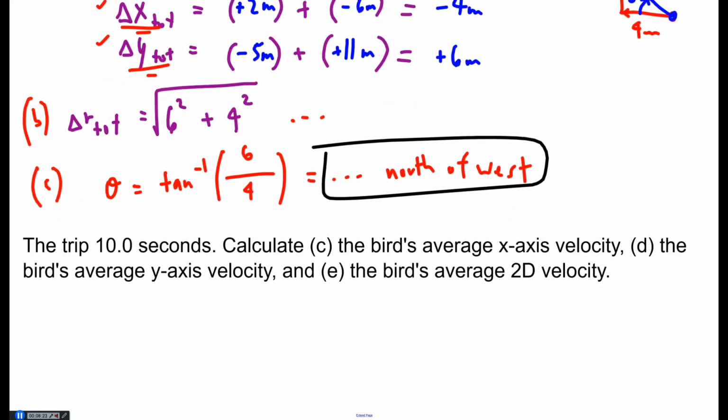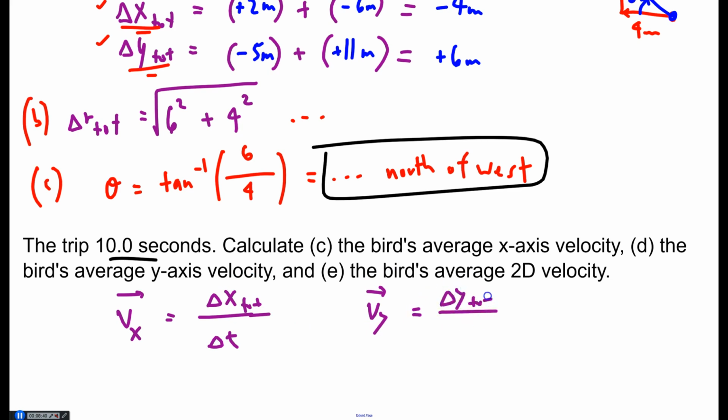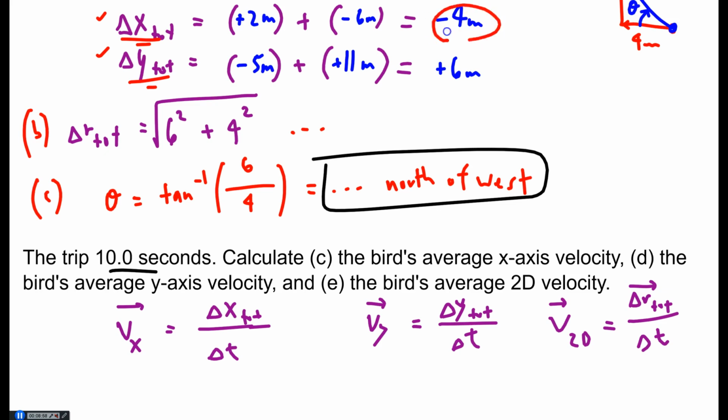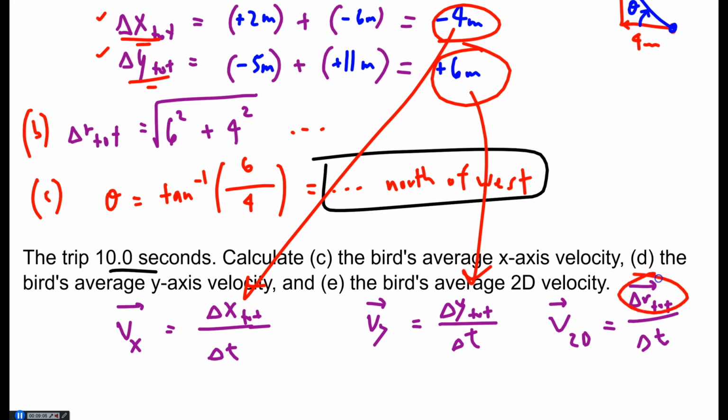The last thing I want to point out, if you know the time, 10 seconds, we can find the average x velocity by doing total x-axis displacement over time. We could find the total y-axis velocity by doing the total y displacement over time. And we could find the two-dimensional velocity by doing the 2D displacement over time. And so we would use the answers from above. We would use this as the x, this as the total y displacement, and whatever we got for delta r total, we would put that value here.